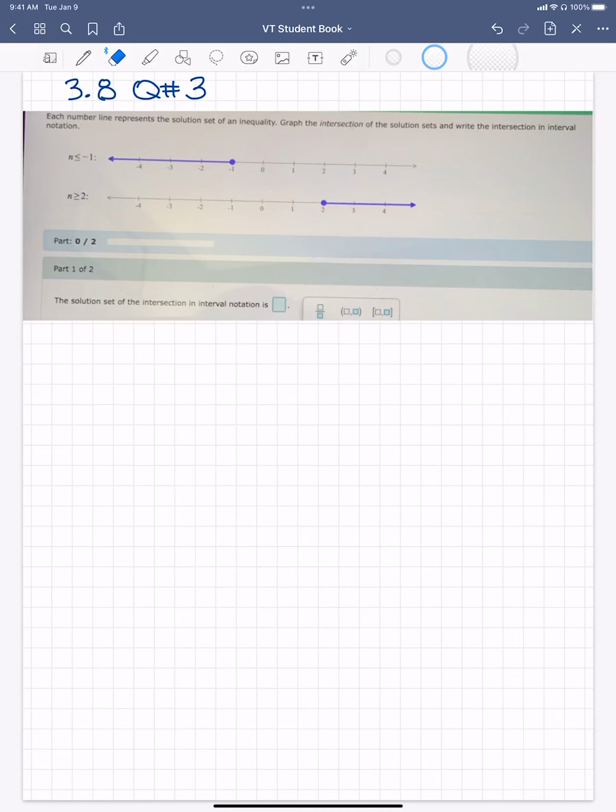Okay, this is Algebra Inequalities. This is section 3.8, question number 3. This one here is each numbered line represents the solution set of an inequality. Graph the intersection of the solution sets and write the intersection in interval notation.